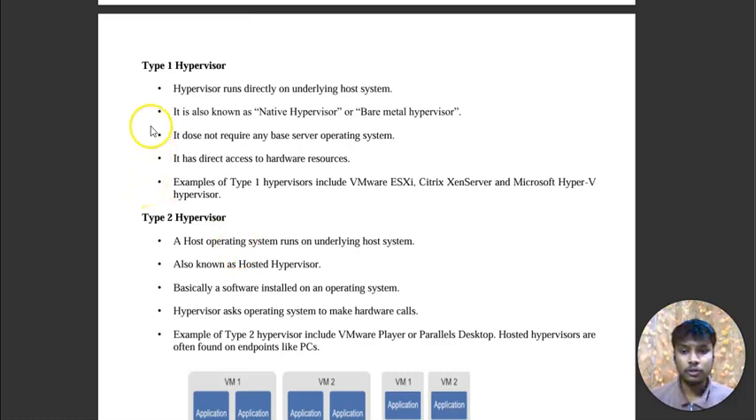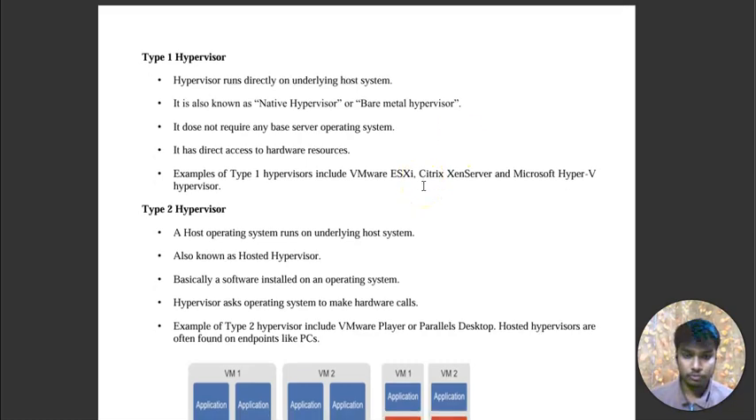In type 1 hypervisor, the hypervisor runs directly on the underlying host system. It does not require any base server operating system. It has direct access to the hardware resources. Examples of type 1 hypervisor include VMware ESXi, Microsoft Hyper-V hypervisor, and Citrix XenServer. These are the examples of type 1 hypervisor, which we can also call bare metal.